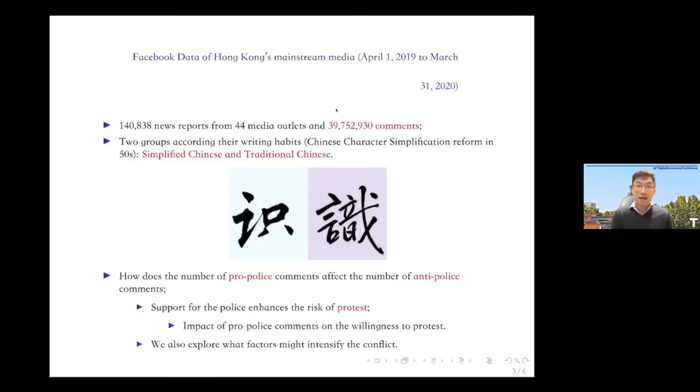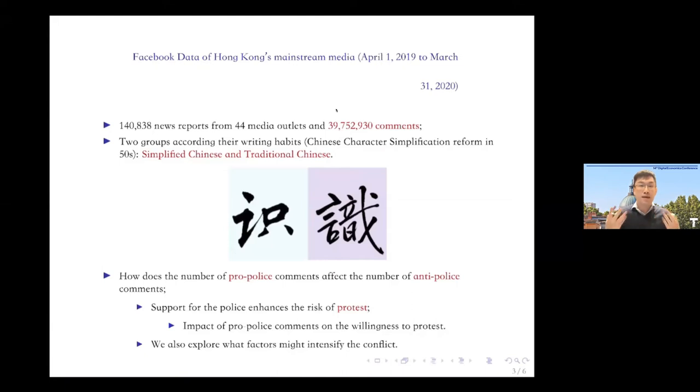The difference in writing happened due to the fact that the Chinese Communist Party led a big reform called the Chinese character simplification reform during the 1950s. As a result, people living in mainland China use simplified Chinese character, whereas people living in Hong Kong were educated since childhood to use traditional Chinese character. Both can understand each other, but it is a bit costly for people to switch their writing habit. So different writing habits in our paper also represent the basic cultural and regional differences amongst those people.